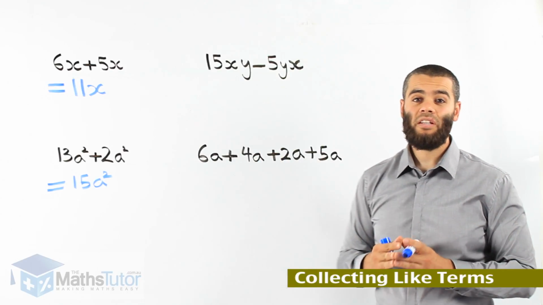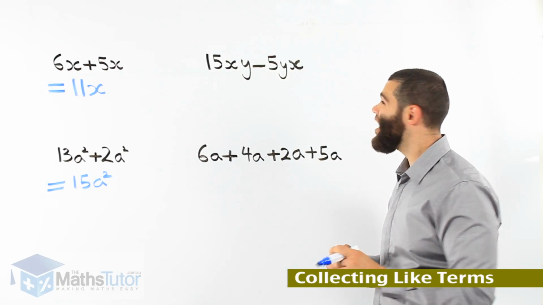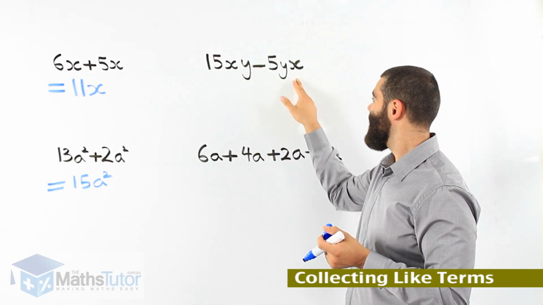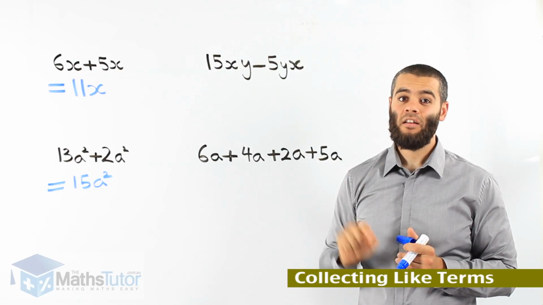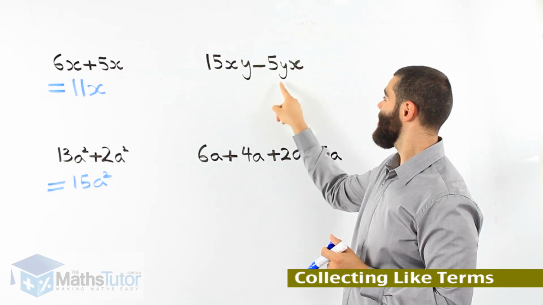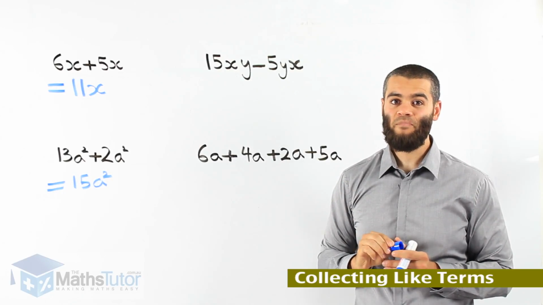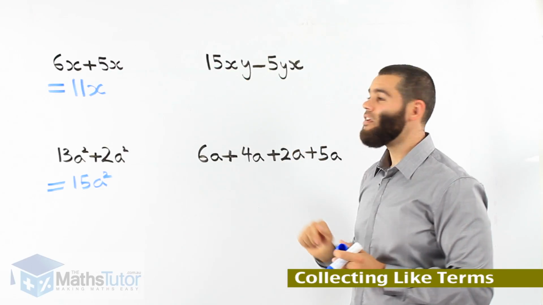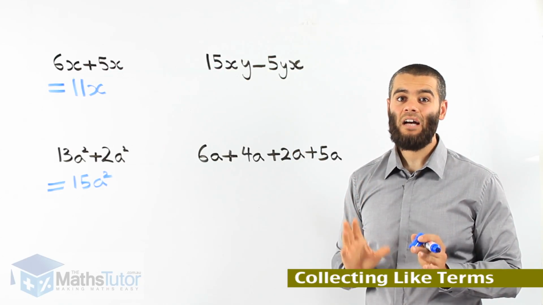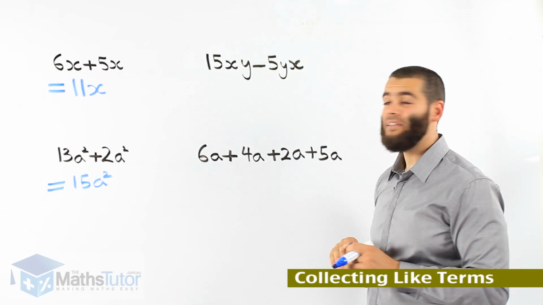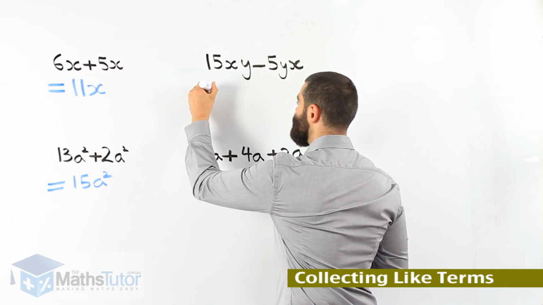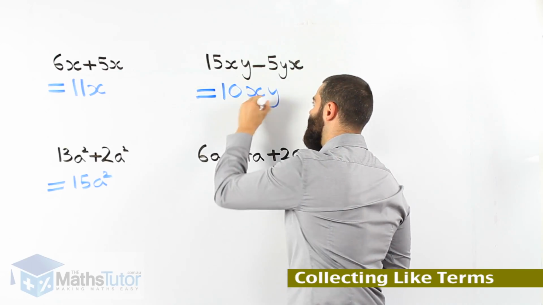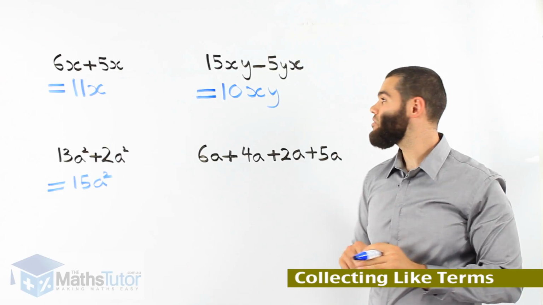Here, 15xy. Take away 5yx. Again, we ask, are they like terms? xy, yx. Guess what? They are. Well, the order is different, xy and yx, but the order does not matter as long as we have the same pronumerals, x here and y there. So xy and yx, they are like terms. We can take away 15, take away 5, 10xy.